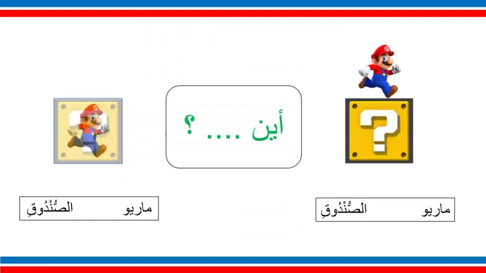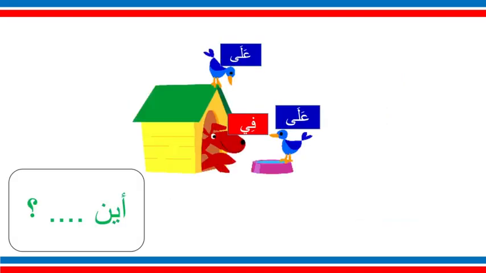Now again, but this time you will try to make a sentence. أين ماريو؟ Yes, exactly. It's where. So, أين ماريو? Where is Mario? The right one, the first one. Pause the video and think. Now I will answer. Mario على الصندوق. This is a sentence. The left one. أين سوبر ماريو؟ Pause the video to answer. Okay, the answer is ماريو في الصندوق.